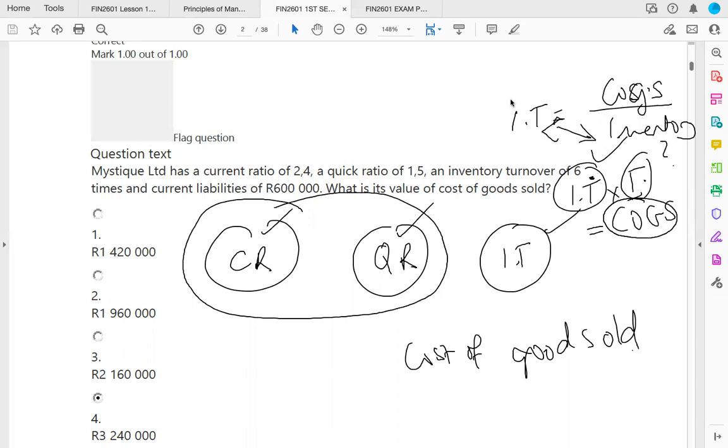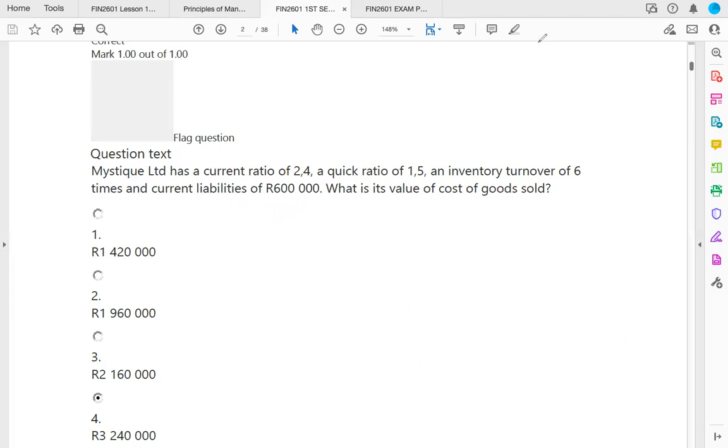So the idea with FIN2601 is that usually you're asked to find a ratio, or you're asked to find something from a ratio, right? And then you need to use information from other ratios to calculate the inputs that you will need for whatever you want to calculate. So let's see how we would do that. How would we get our inventory, right? How can we get our inventory if we have our current ratio, our quick ratio, and also our current liabilities? Let's see that. How would we go about that?